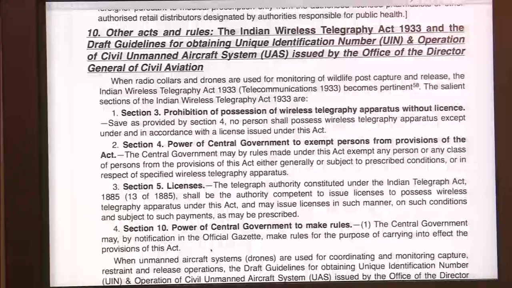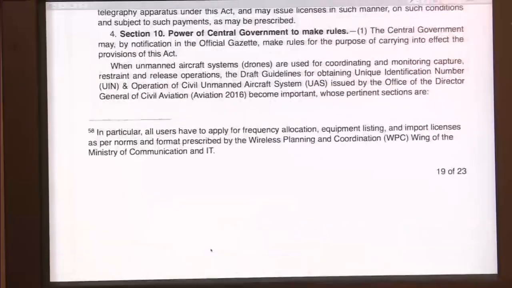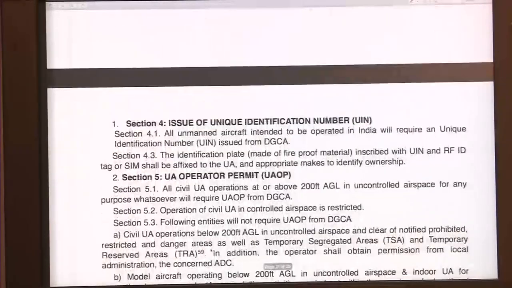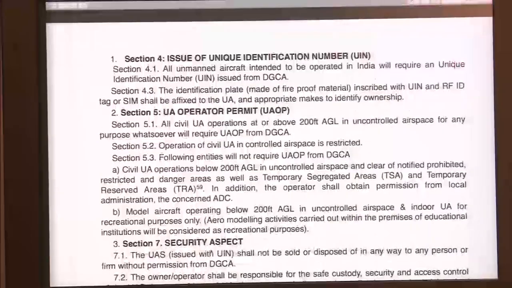Power of central government to exempt persons from provisions of the act. Then it talks about licenses, power of the central government to make rules. Now, it is important to note that all of these rules are governed by the central government. Next is the use of drones or the unmanned air vehicles, UAVs. So, here we have things like issue of unique identification number to all unmanned aircraft.